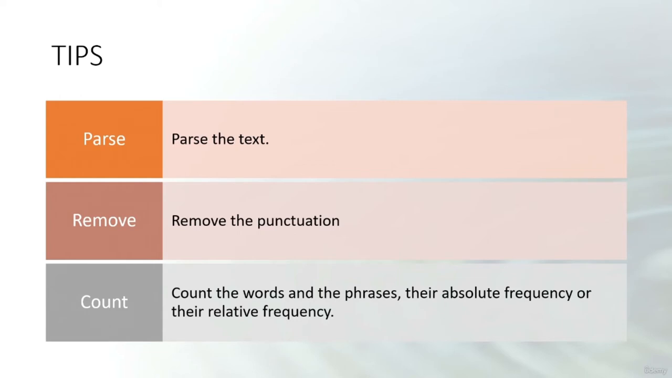Parse the text. It's like taking the newspaper and cutting it into little bits and pieces. You split it into words. Remove the punctuation. You put it all together into a list. And the third is count the words and the phrases, their absolute frequency or the relative frequency.